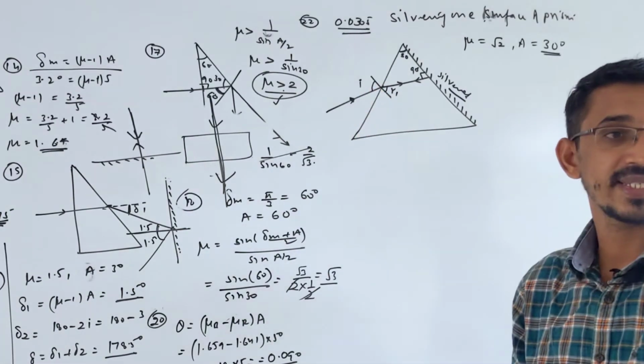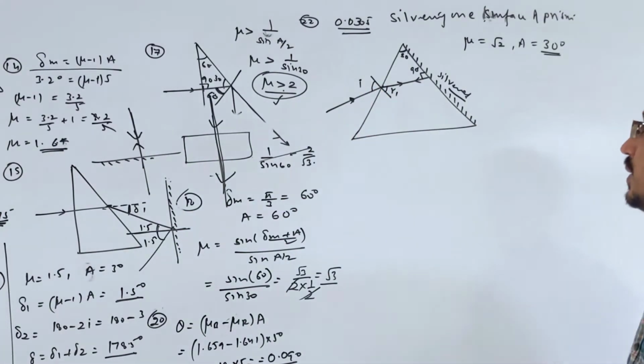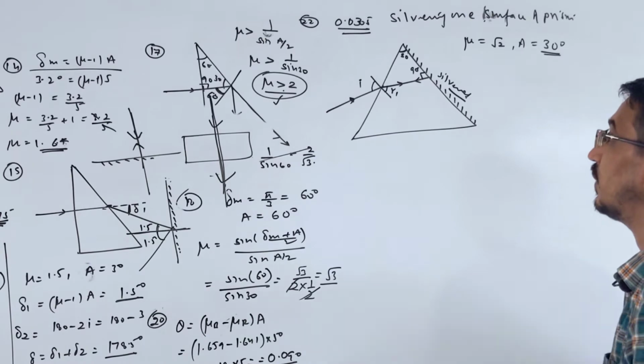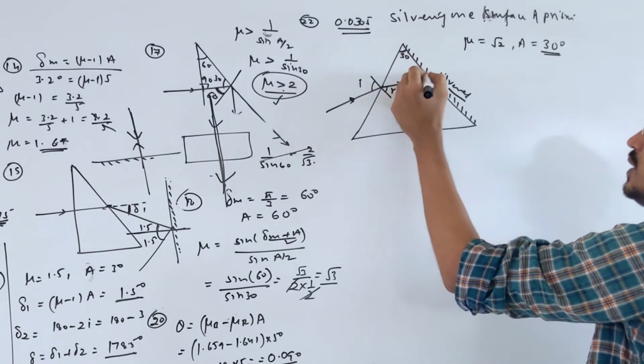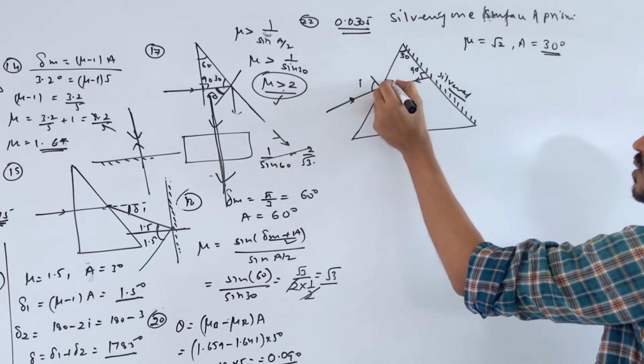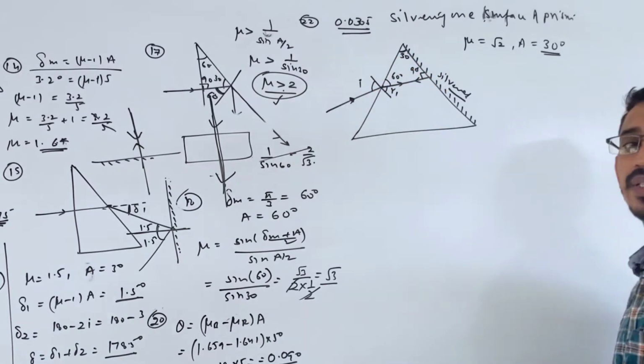Angle of incidence, they are asking. Okay, so here we have used geometry. How? Watch carefully. The angle of the prism is given as 30 degrees. Look at this small triangle: this is 90 degrees, so this is obviously 60 degrees. Correct?